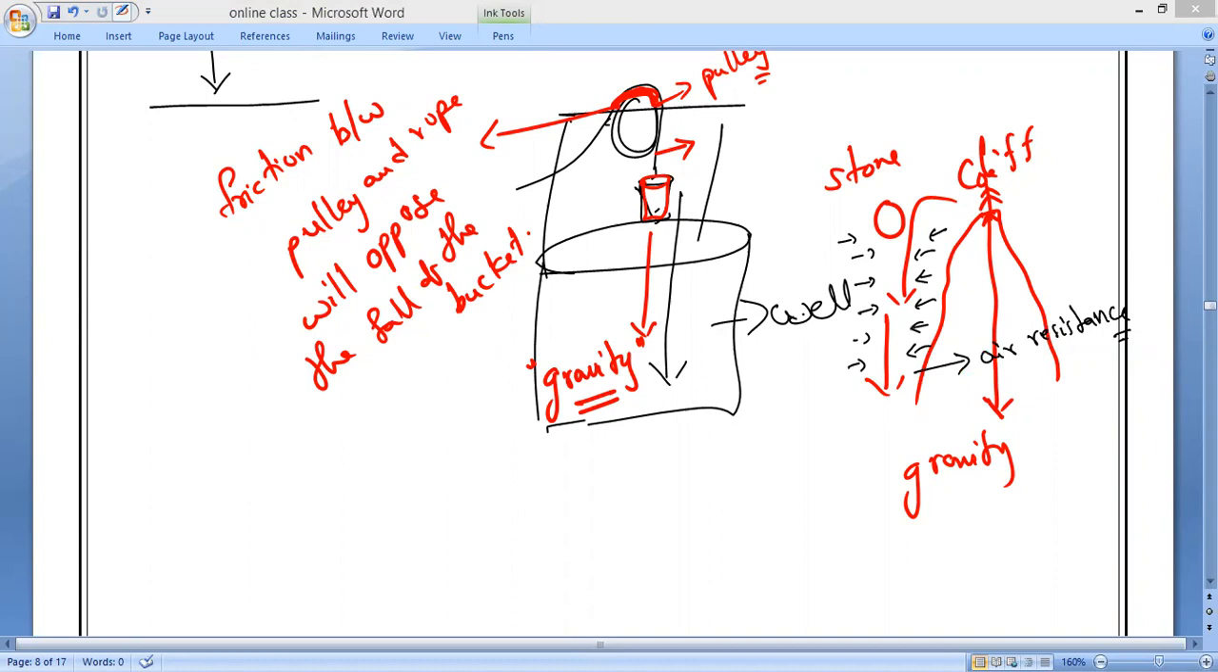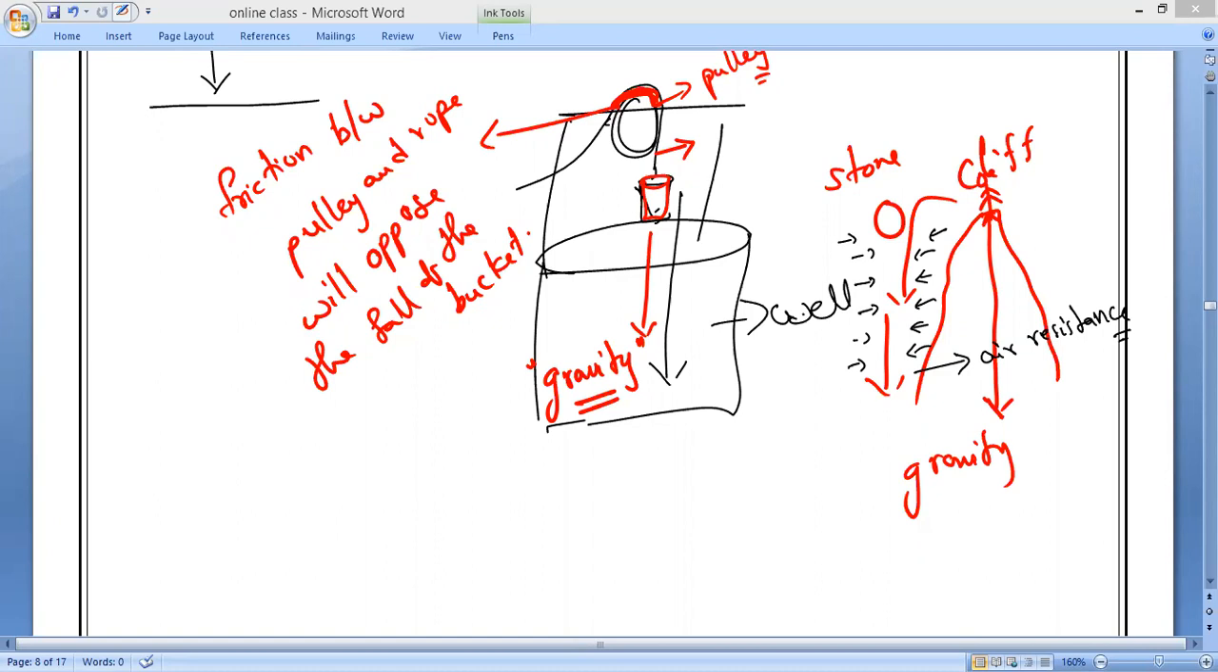It must be under the influence of only one force. What is that force, guys? Gravitational force. Then we can say it is free fall. All of you should remember, no other force acting on it. Only a body should fall down when it is under the influence of what force? Gravitational force or gravity alone. Then it is called free fall.